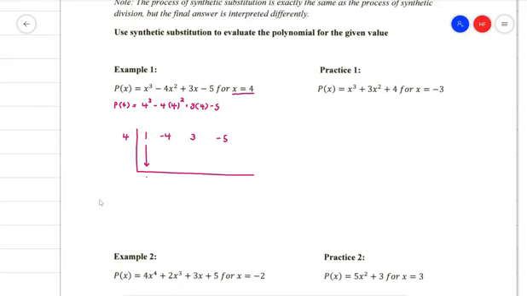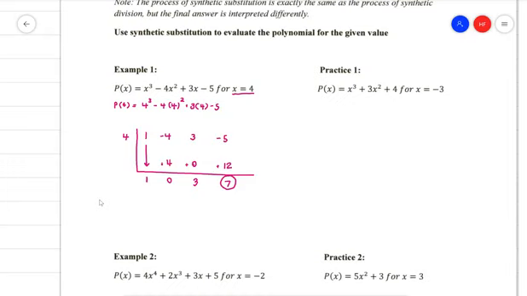Drop the first and multiply. 4 times 1 is 4. Add them. Negative 4 plus 4 is 0. 4 times 0 is 0. 3 plus 0 is 3. 4 times 3 is 12. Negative 5 plus 12 is 7. And now that's our answer.